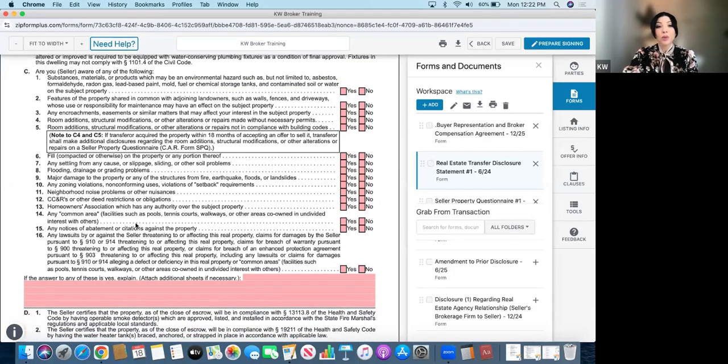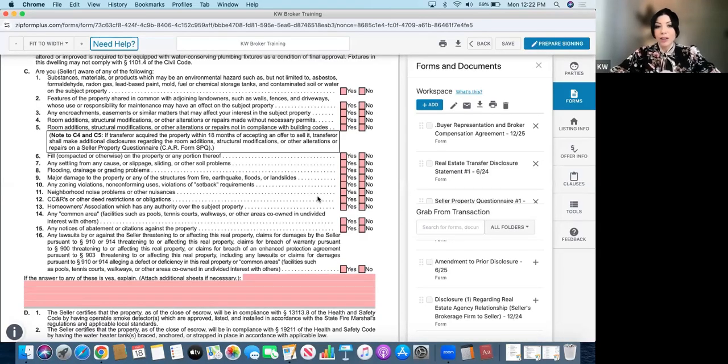I think the biggest one that we see is when we know there are CC&Rs, covenants, conditions, and restrictions in a neighborhood, and they mark no. That's probably the biggest oops that we see, because they're like, no, I don't know what that is, so I'm just going to mark no. But a lot of times there are CC&Rs, which you don't really know sometimes unless you see the preliminary title report, or unless you know in advance that there are these certain covenants, conditions, and restrictions.